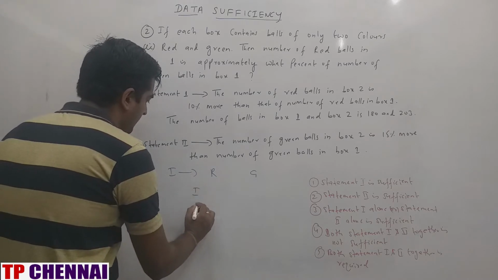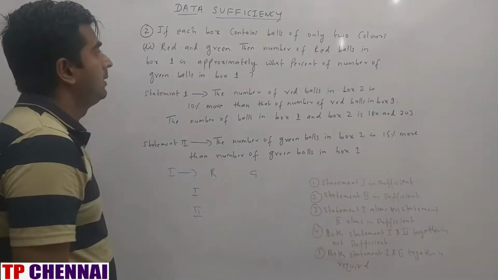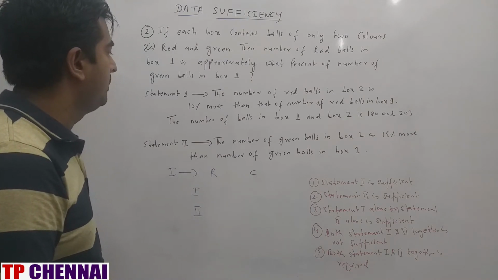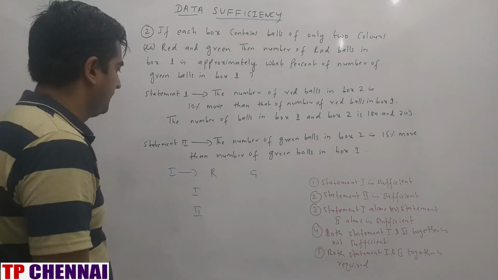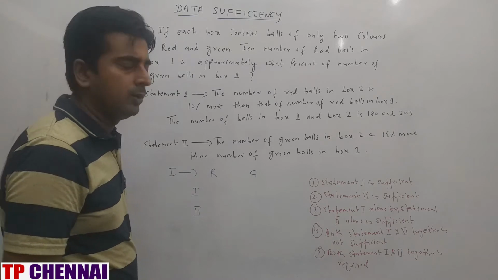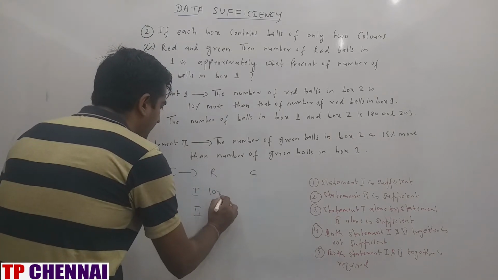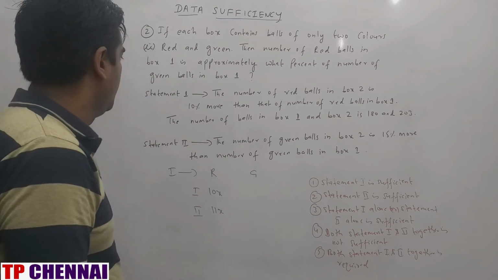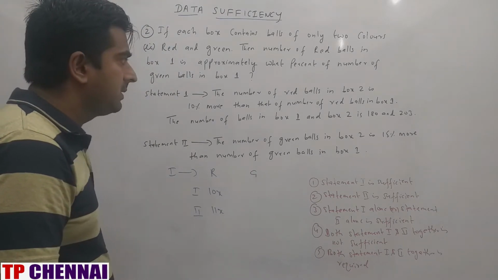Right? So first, two boxes are there, where you have red and green balls. The number of red balls in box 2 is 10% more than the number of red balls in box 1. So here 10% fraction value is 1 by 10. If this is 10x, this is 11x, because 10% more. So can you get the answer from the first statement?